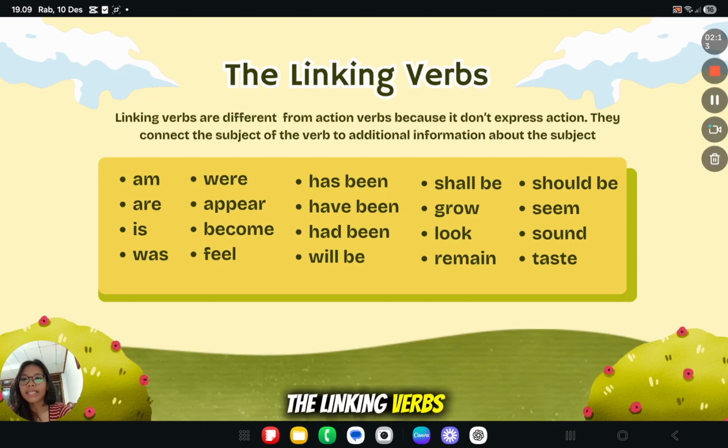The linking verbs. Linking verbs are different from action verbs because they don't express action. They connect the subject of the verb to additional information about the subject. So here is the common linking verb list: am, are, is, was, were, appear, become, feel, has been, have been, had been, will be, shall be, grow, look, remain, should be, seem, sound, taste.